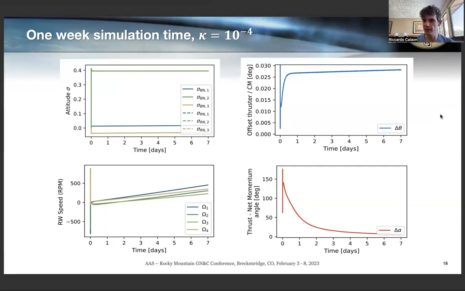And this makes sense if we look at the offset between the thruster and the center of mass direction, which in this case does not go to 0. It remains fairly small, but we can see that as time increases, the offset with respect to the center of mass is also increasing to compensate for increasing net momentum on the wheels. The bottom right plot, which again shows the offset between the thrust direction and the net momentum, is this time going to 0. What does this mean? It means that the thruster and the residual net momentum on the wheels are aligned with one another.